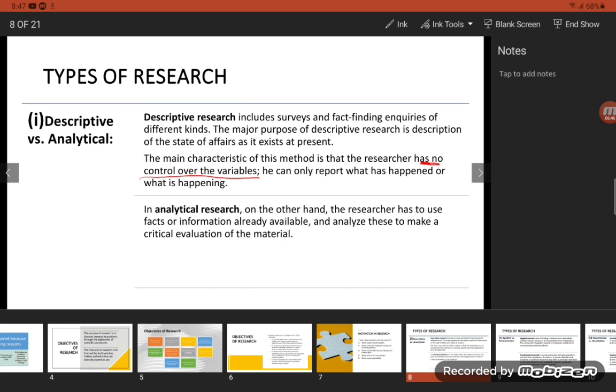What about the analytical one? In case of analytical, you would like to analyze. So the researcher has to use facts or information and analyze them to make a critical evaluation of the material. So in case of the descriptive research, researchers are going to use the actual data and describe what has happened or what is happening. While in case of analytical, researchers are going to use the information available and critically evaluate this material.